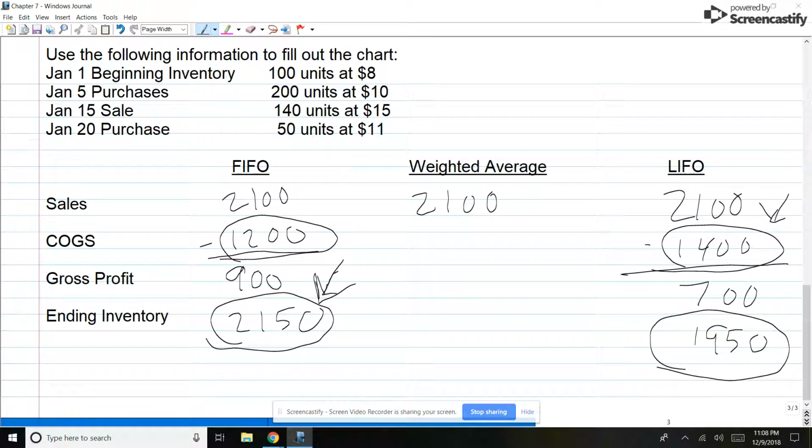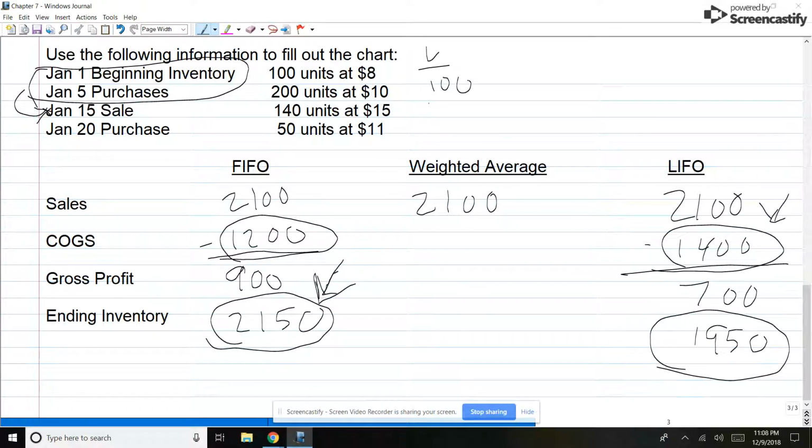Alright, so now let's do the weighted average method. The weighted average method is different from FIFO and LIFO in that, you guessed it, we have to take a weighted average every time we purchase stuff, and then we use that weighted average to calculate cost of goods sold. So let's calculate a weighted average between these two things so we can figure out what each cost is when we sell the units. To do that, I like making a little chart.